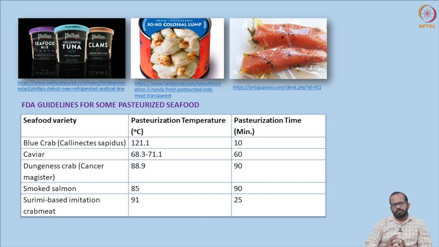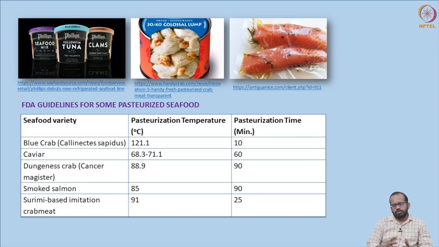In the case of different varieties of seafood, there are heat sterilized seafoods and also pasteurized seafoods. Crab is one of the pasteurized varieties, called blue crab. The pasteurization temperature is around 121.1 degrees Celsius for around 10 minutes. Then caviar, at around 68.3 to 71.1 degrees Celsius for 60 minutes. There is also Dungeness crab, at around 88.9 degrees Celsius for 90 minutes. Smoked salmon is pasteurized at 85 degrees Celsius for 90 minutes. And there is also surimi-based imitation crab meat.